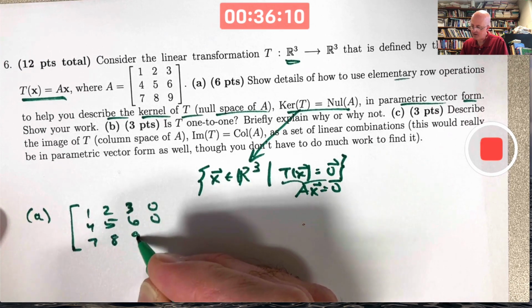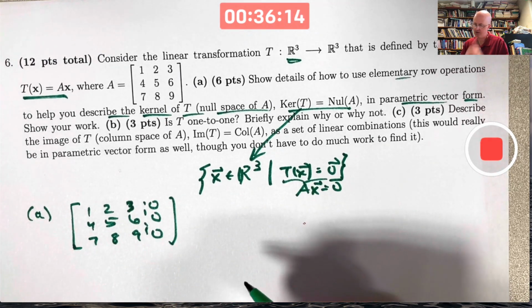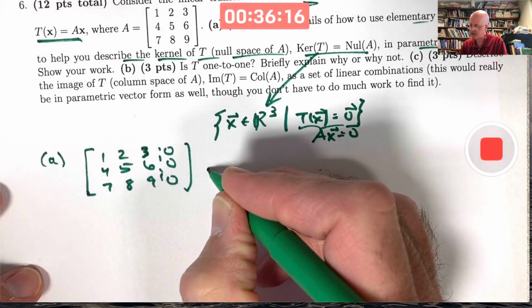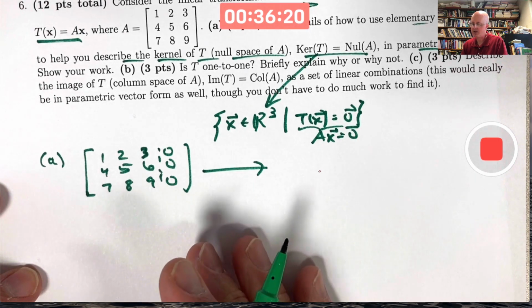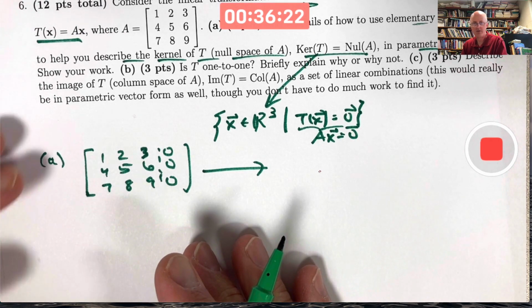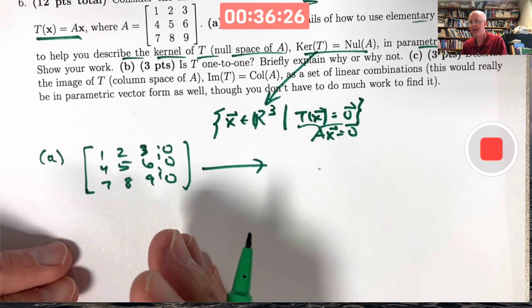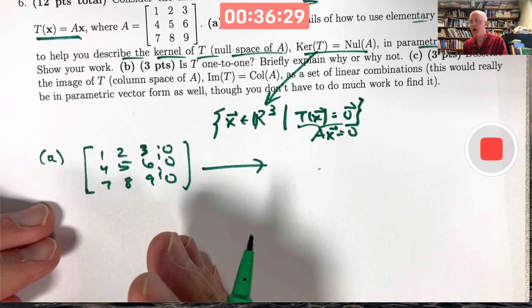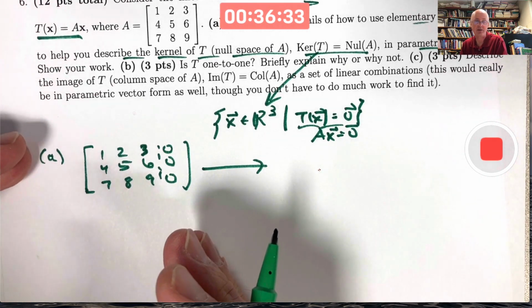I think with the very last problem we do, we'll just use a calculator to do the row operations. But here, let's go ahead and show the details. So I'm trying to get it into reduced row echelon form, where I have leading ones in each row. The leading one in a given row is to the right of any leading ones in rows above it, if there are rows above it.